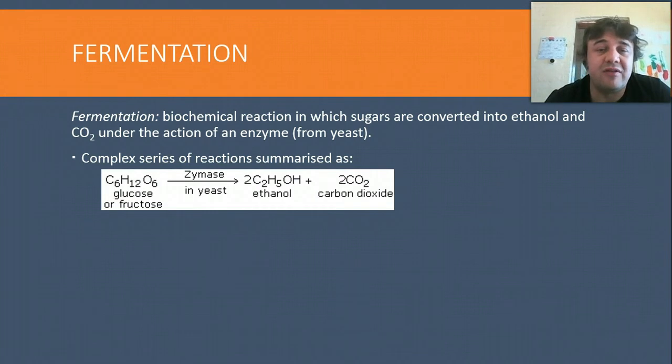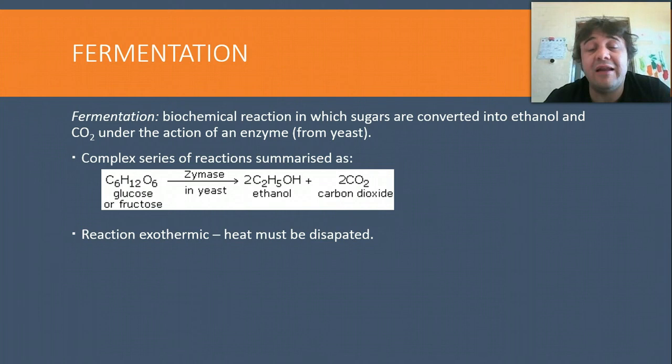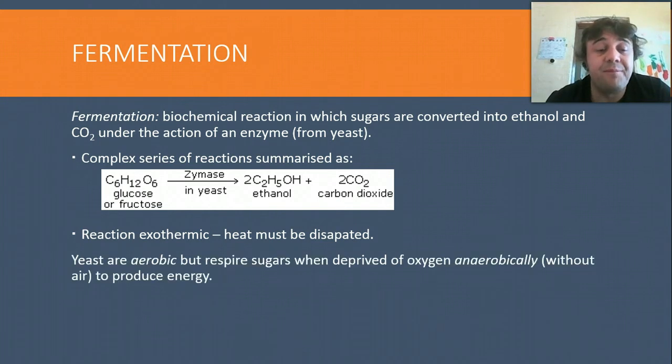We just saw this one, and it's basically for every 1 mole of glucose or fructose, we'll get 2 moles of ethanol and 2 moles of carbon dioxide. So the reaction is exothermic. Heat has to be dissipated, otherwise the yeast will die.